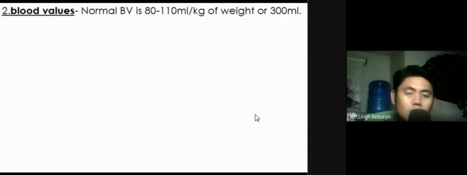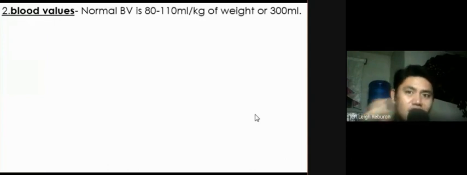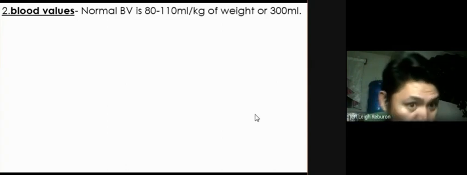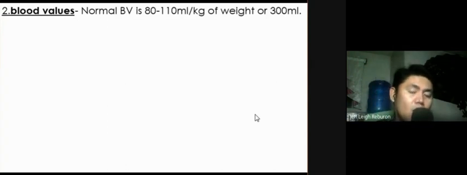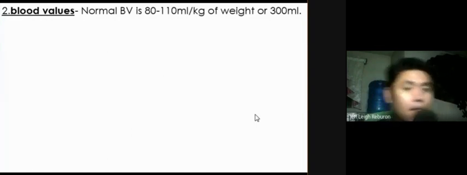Okay, so that concludes the cardiovascular system, or the circulation or oxygenation of the blood. Ang next naman natin titignan is the blood values of the neonate. Always remember that the normal blood volume, or kung gaano karaming dugo ng isang bata, is 80 to 110 ml per kilogram of body weight.